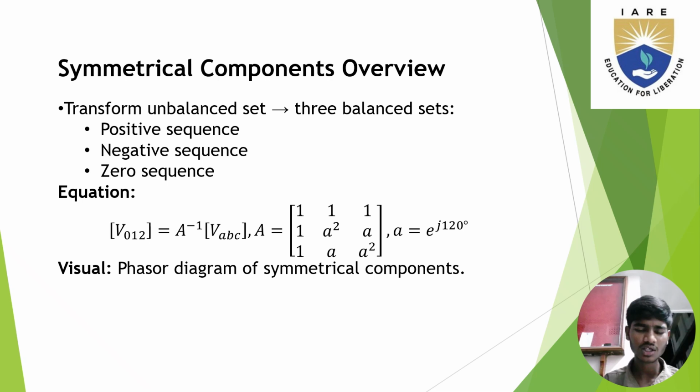Equation: V012 equals A inverse times VABC, where A is the matrix [1 1 1; 1 a² a; 1 a a²], and a equals e to the power of j120 degrees. Once again, V012 equals A inverse VABC, where a equals e to the power of j120 degrees.